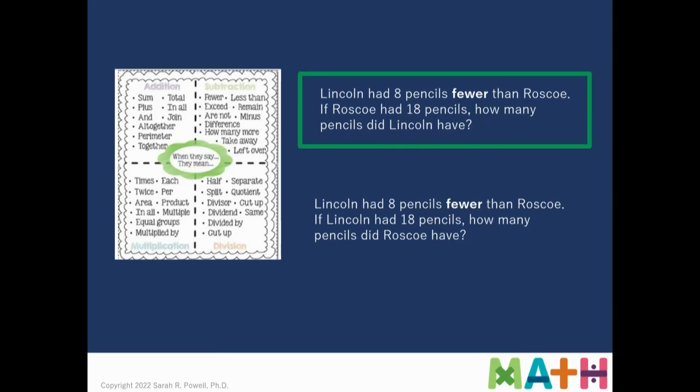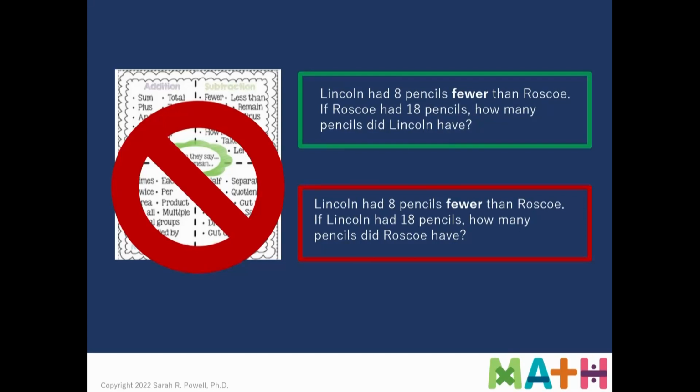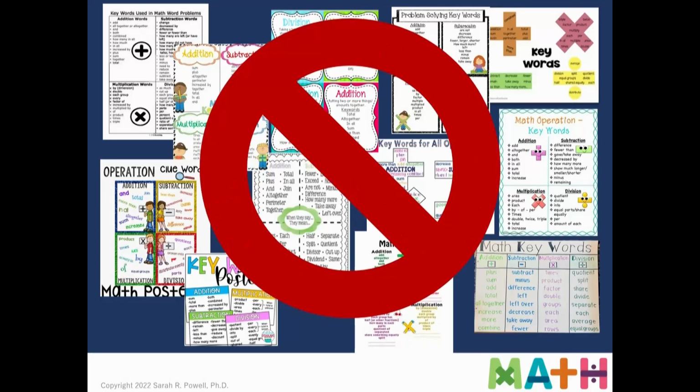So if we look at this first example in green, Lincoln had 8 pencils fewer than Roscoe. If Roscoe had 18 pencils, how many pencils did Lincoln have? If I see that word fewer and I go over on my poster and see that fewer falls underneath subtraction, then I could subtract and I would solve this problem correct. But here in this example, I still see the word fewer. And if I take that fewer and I think, oh, I have to subtract, I am not going to solve the problem correct. So every time a keyword works, a keyword also doesn't work. Now these keyword posters, they are all over the place. Very easy to find, very easy to print out.